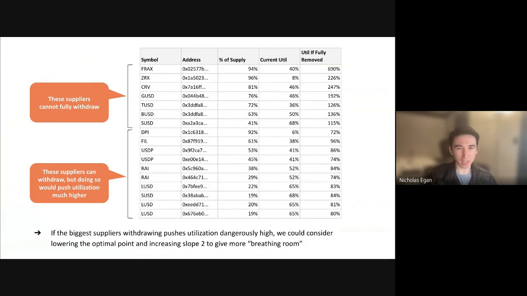So I guess to analyze this, first off, here is a table of whale positions for a certain protocol, with the top rows showing suppliers that cannot fully withdraw their deposits, because doing so would push utilization above 100%. The bottom rows show suppliers that can fully withdraw, but doing so would push utilization dangerously high. If the biggest suppliers withdrawing would push utilization to levels that are a lot higher than what we want, we could consider lowering the optimal point and increasing slope 2 in order to provide more breathing room within this particular pool for these large suppliers.